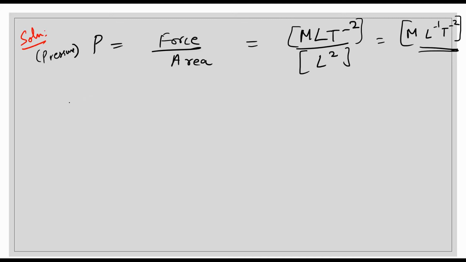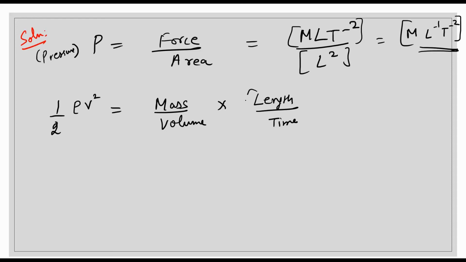Now what will be the dimension of the second term? This was the density and this was velocity. Density is mass upon volume, and then velocity has a dimension of length upon time, and this is squared. This half is a constant, it doesn't have any dimension. So finally I am again getting the same dimension as this. So this term also has the same dimension as the above.